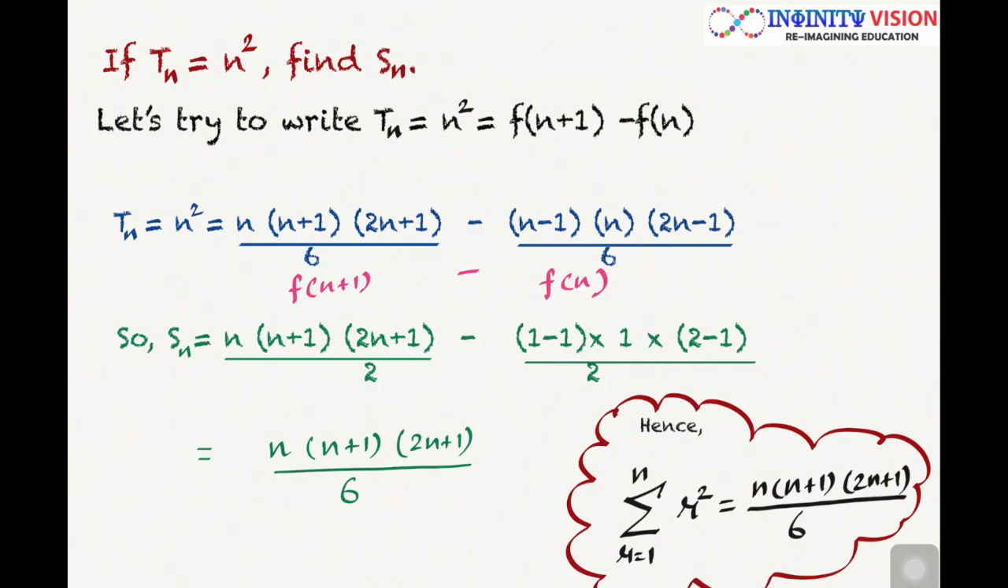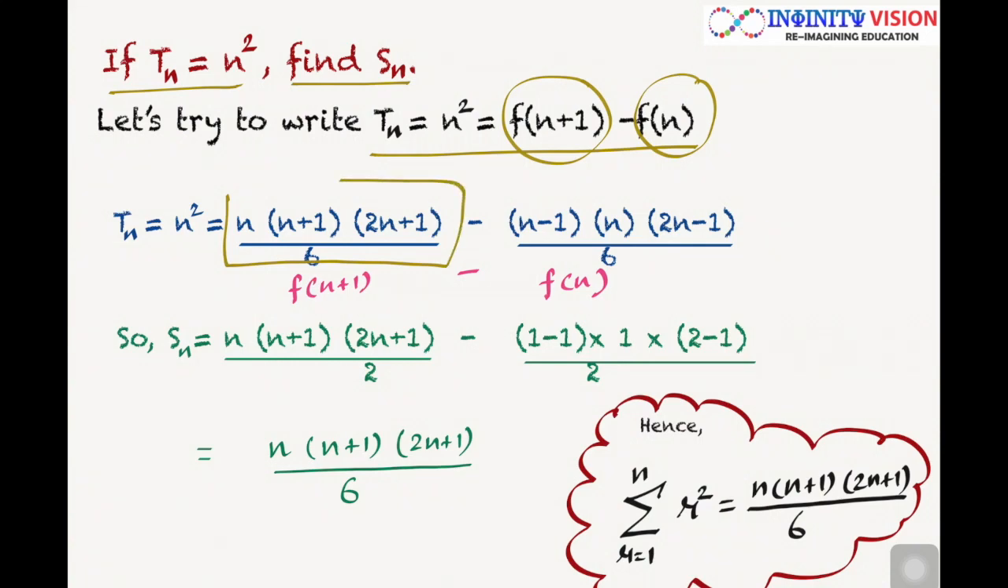Now what about adding all the squares of first n natural numbers? Which means if Tn is n square, we have to find Sn. So let's try to write again Tn is equal to n square as a difference of some bigger guy minus smaller guy. So if I focus, I can write n square as n into n plus 1 into 2n plus 1 upon 6 minus n minus 1 into n into 2n minus 1 upon 6. So if you simplify it, you will get n square.